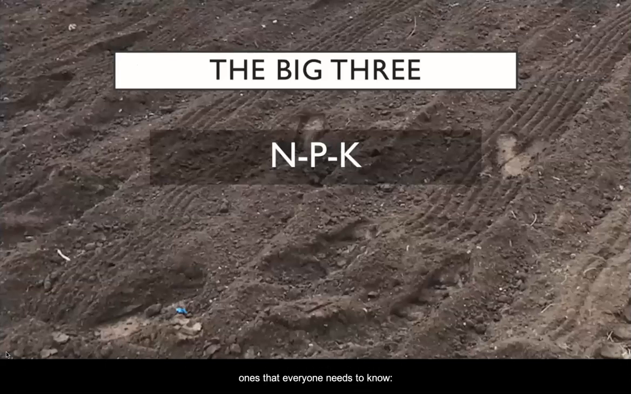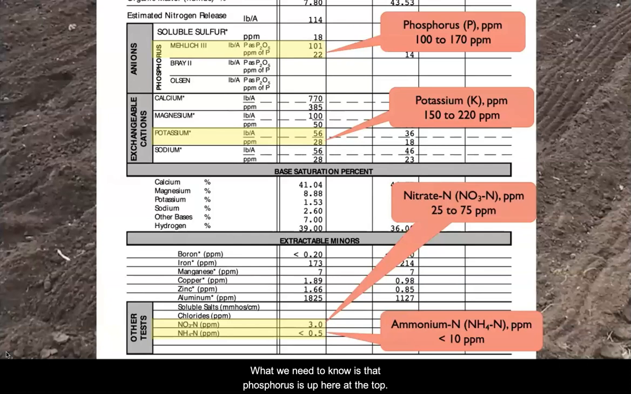So let's talk about the big three nutrients. These are the ones that everyone needs to know: nitrogen, phosphorus, potassium. The phosphorus is up here at the top, and we're looking at parts per million. Most of the recommendations I make are in terms of parts per million. This sample has a level of 22. The ideal range for phosphorus is actually between 100 to 170 parts per million. So this tells us right here that we're going to want to add phosphorus.